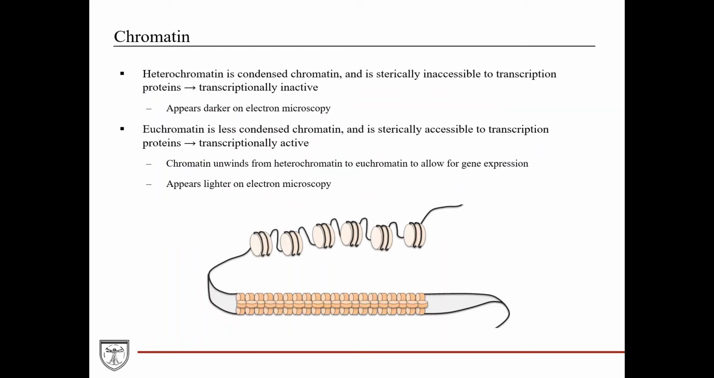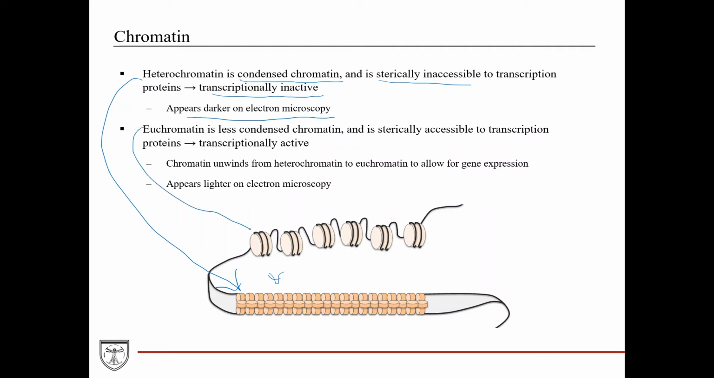So now euchromatin versus heterochromatin. So heterochromatin is actually best represented by this structure right here. And as you can see, it's condensed chromatin. It's sterically inaccessible to transcription proteins or DNA replication proteins. And as you can see here, it's hard for a protein to get in here. And so you would call that transcriptionally inactive. Now, since it's much denser, it appears darker on electron microscopy, and that's important to know.